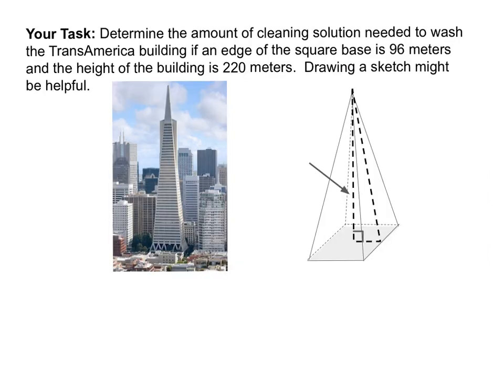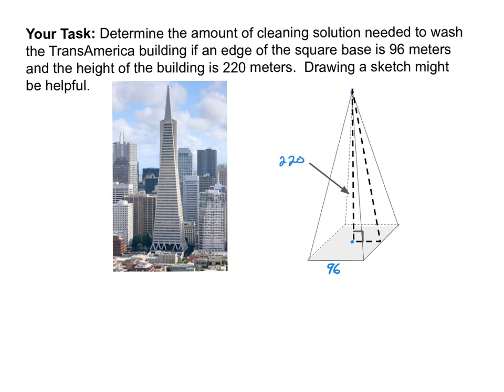What we want to do now is determine the amount of cleaning solution needed to wash the Transamerica building if an edge of the square base is 96 meters and the height of the building is 220 meters. Drawing a sketch might be helpful. So what I've done here is I've drawn a sketch of the Transamerica building. It says that the edge of the square base is equal to 96. So that means that this is 96 down here. And it says the height, so from the center to the apex, is going to be 220.